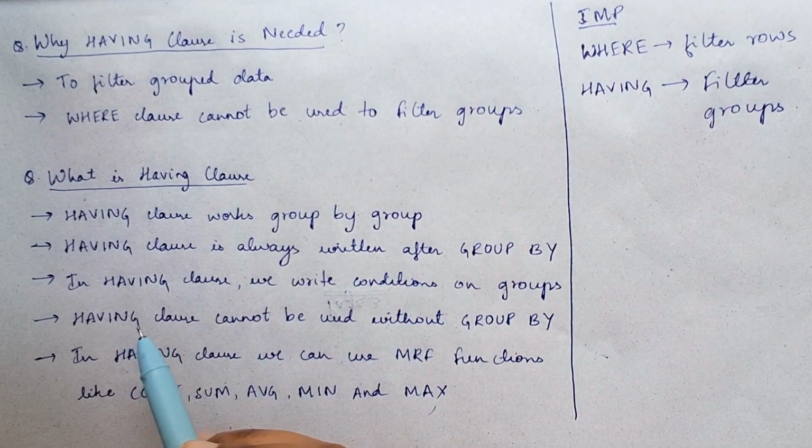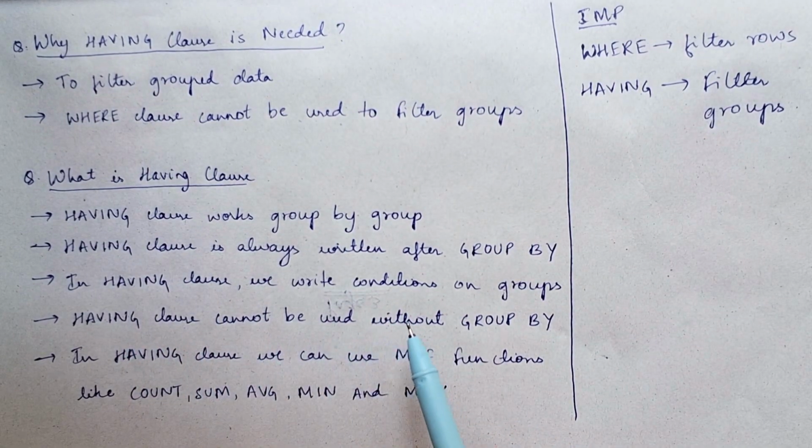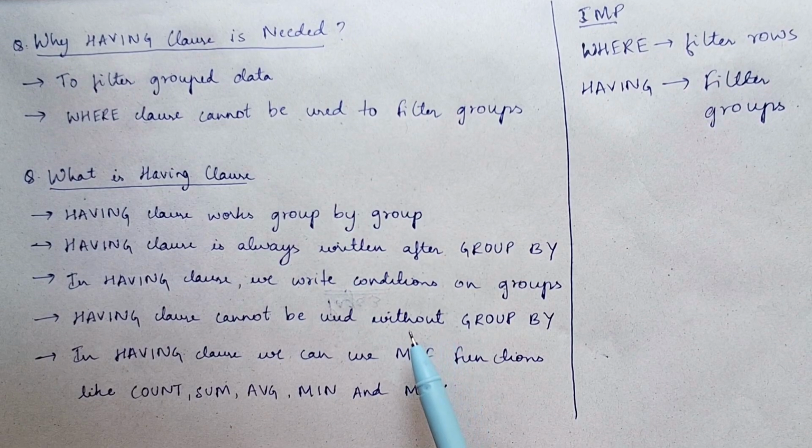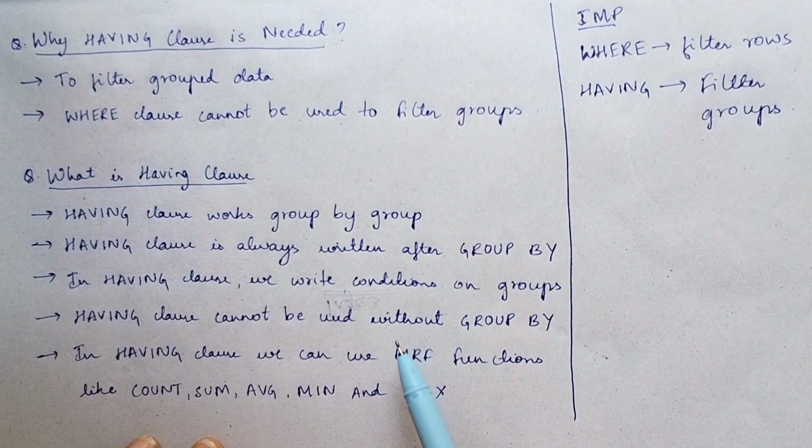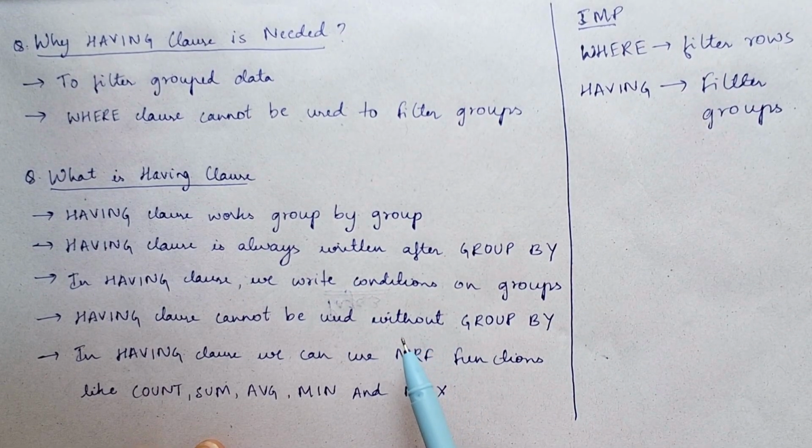Fourth point is having clause cannot be used without group by. Guys, this is very important. Please listen carefully. Having clause exists only for grouped data. If there is no group by, then there will be no groups. And if there are no groups, having clause has no meaning.